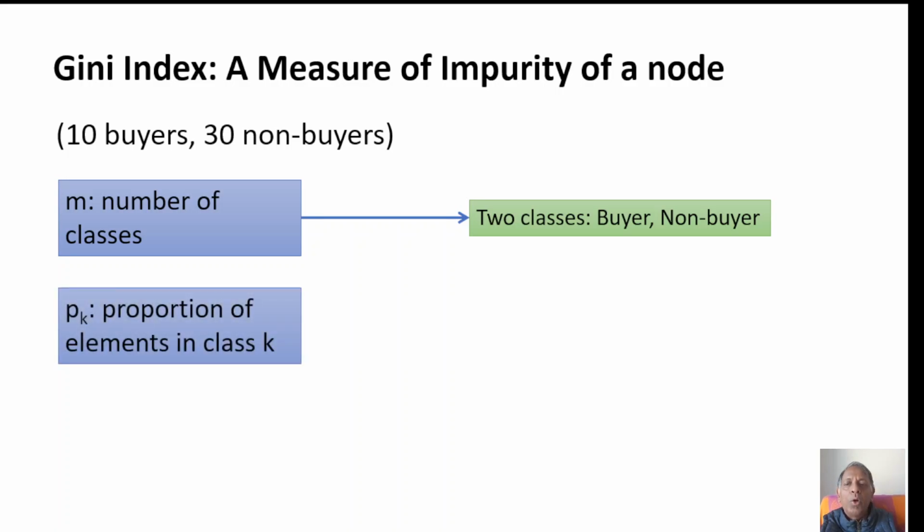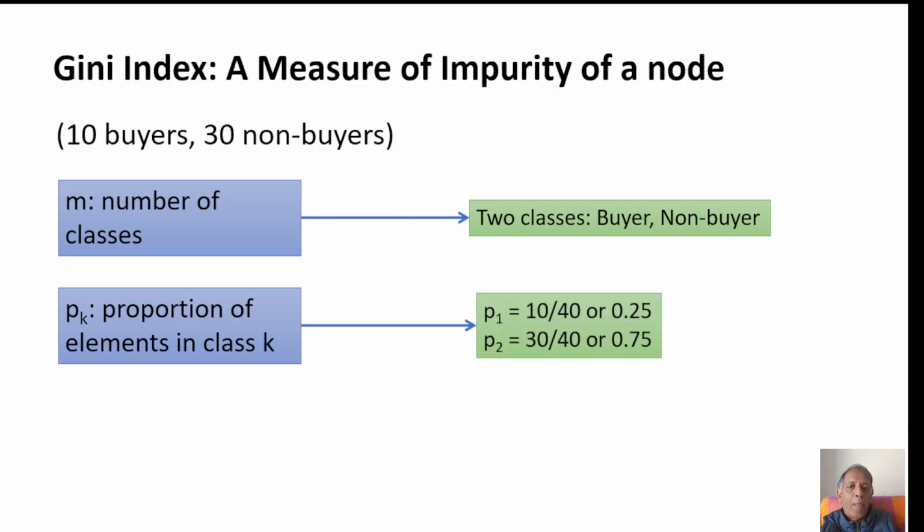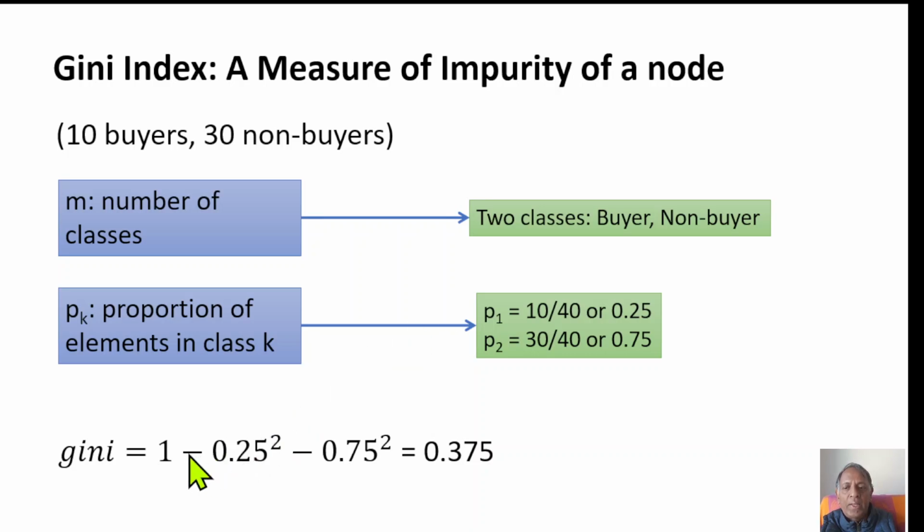And then we want to calculate the proportion of elements of each class. So clearly you can see 1/4 are buyers, 3/4 are non-buyers. Okay, so that's what we have. This is all the information you need to compute the Gini index. Once you have that, the Gini index is calculated as 1 minus the proportion of one class squared, minus the proportion of the other class squared. So you get a number, 0.375. That's a measure of impurity of a node.